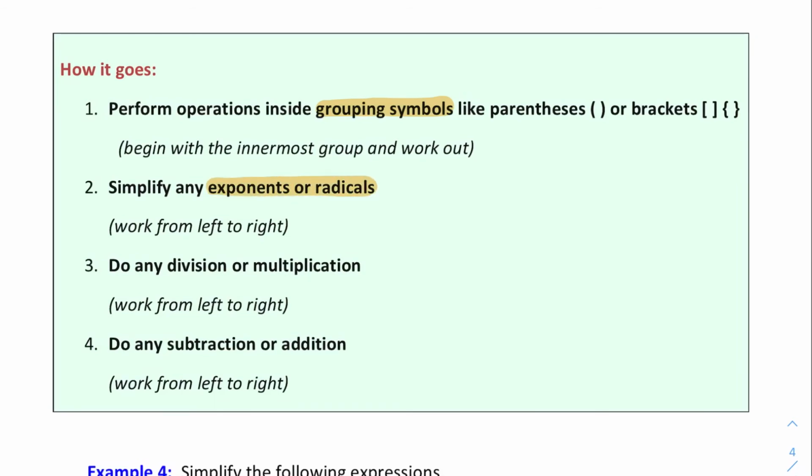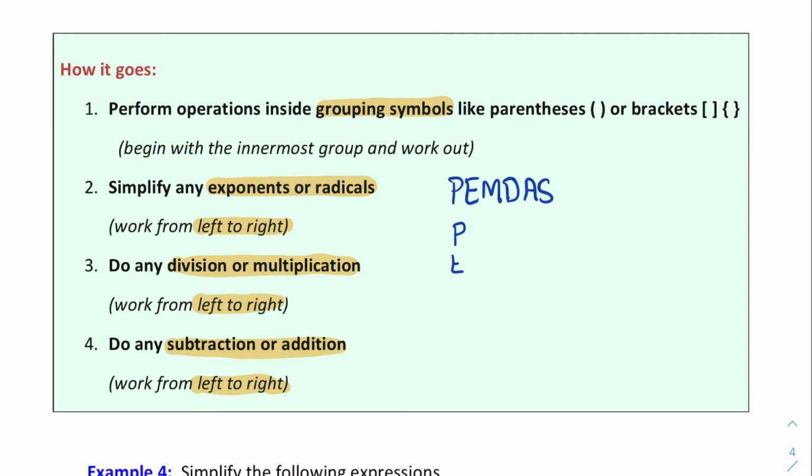Then we do any exponents or radicals, working from left to right. So you might have a radical and an exponent, whichever one's on the leftmost side of your expression. Same thing with your division and multiplication, that happens next. And then your addition and subtraction is last. If you don't have any of those things in there, like no exponents, no radicals, you just skip to the next. You might have heard the expression PEMDAS, or please excuse my dear Aunt Sally, as a mnemonic for remembering what order to do things in.